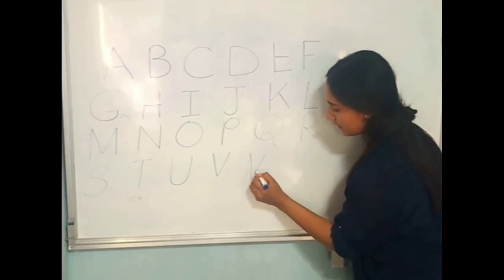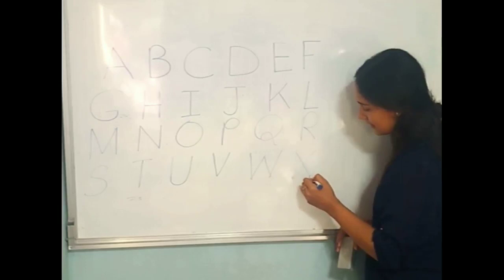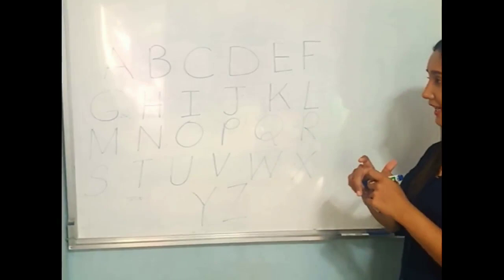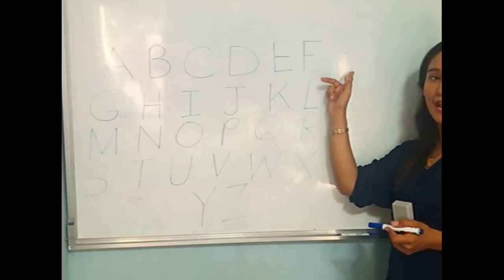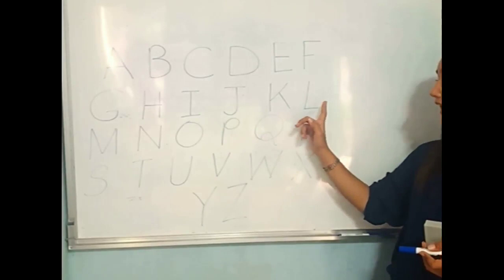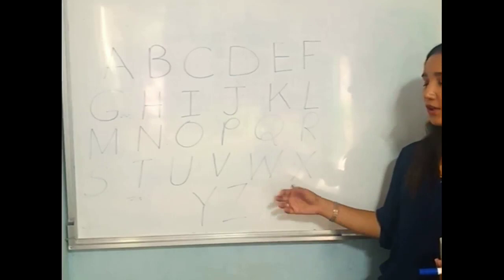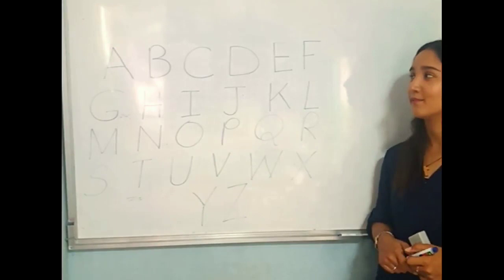This one V. W. This is X. Y. And the last one is Z. Okay. A, B, C, D, E, F, G, H, I, J, K, L, M, N, O, P, Q, R, S, T, U, V, W, X, Y, Z. All these are, we can say, uppercase.